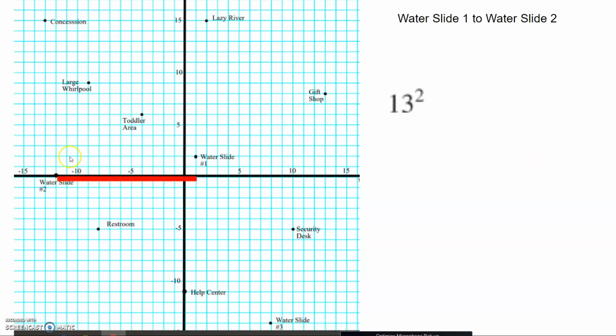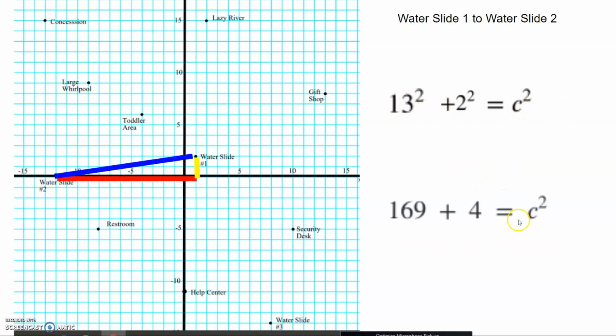So this distance here, if you just want to use your map, from looks like -12 to 1, that distance is 13, so a squared, 13 squared. And then the vertical distance, the rise, is 2, so 2 squared. That's this yellow line. And that's going to equal the hypotenuse squared coming across here, c squared. This is what we have to solve for. So we're going to do this math, and 13 squared is 169, 2 squared is 4.